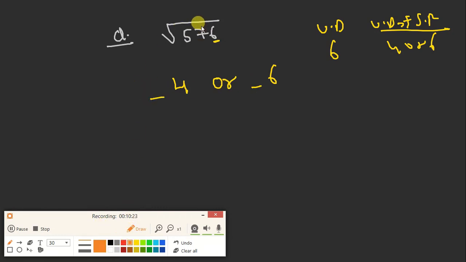For that, what you will do? You will make the group of 2 from the left side and you will forget it. Now you will focus on this 5. Okay, so what you will do now, friends?